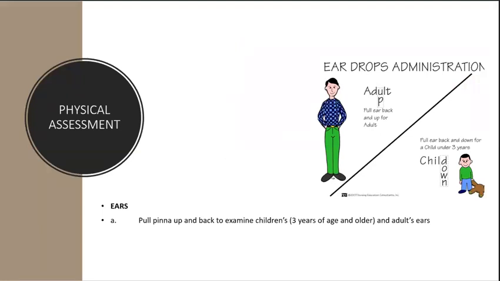Again, when you assess the ear, you need to remember for the adult, the U tells me up. So we want to pull the pinna, pull the ear back and up for patient assessment if it's an adult. For a child, the D tells me down. So you want to pull the ear back and down for any child under 3 years.